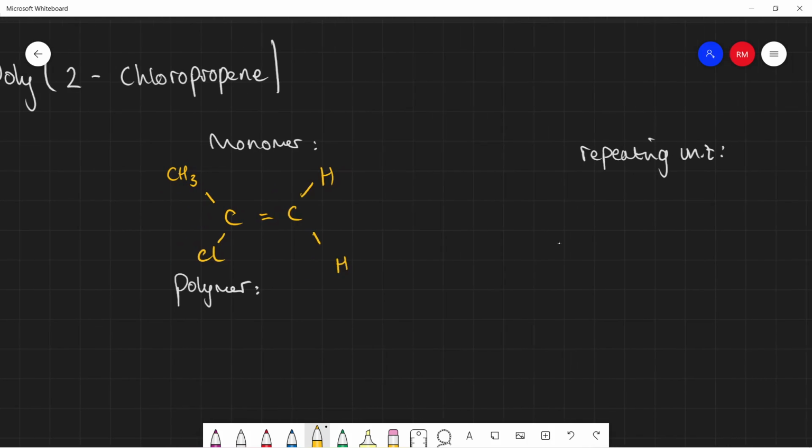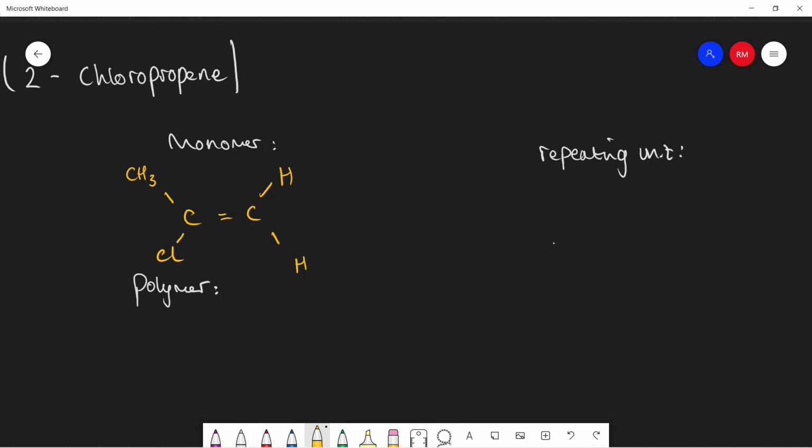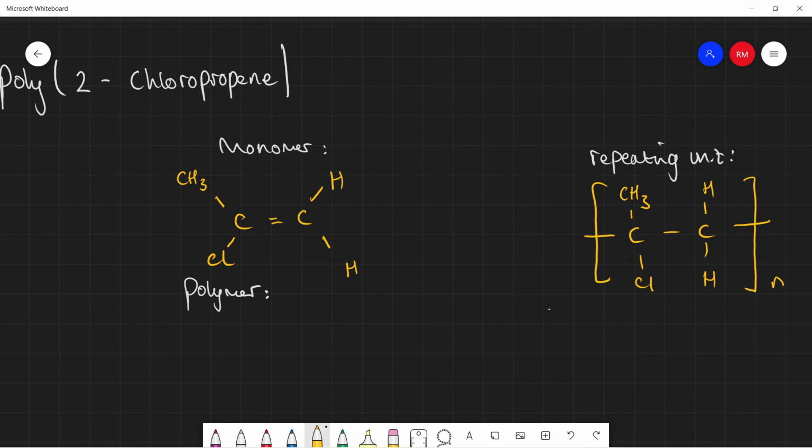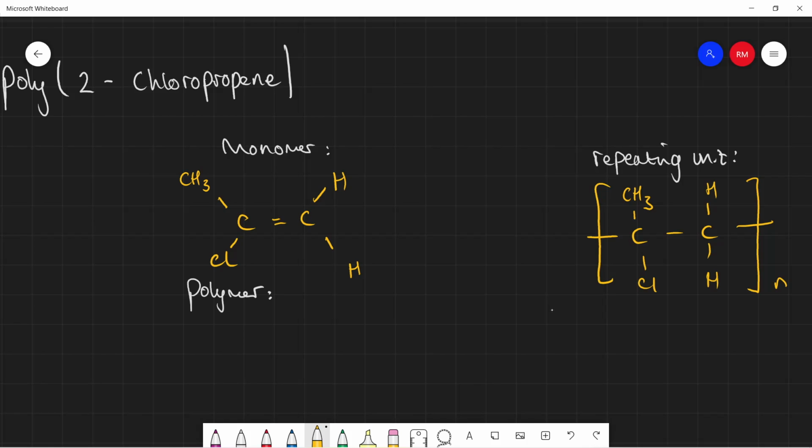So what about the repeating unit? Well, brackets, the brackets and the N, and then we can start thinking about drawing the polymer, the repeating unit. So I'm going to draw my CH3, my hydrogens, and then my chlorine, and boom. There we have poly-2-chloropropylene.